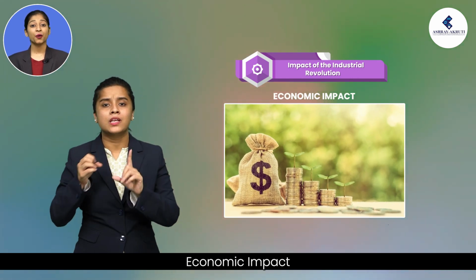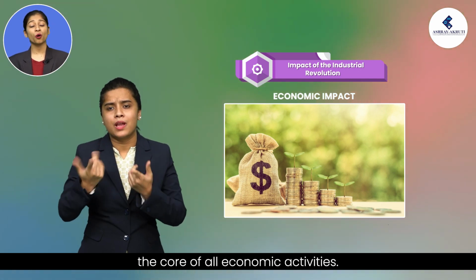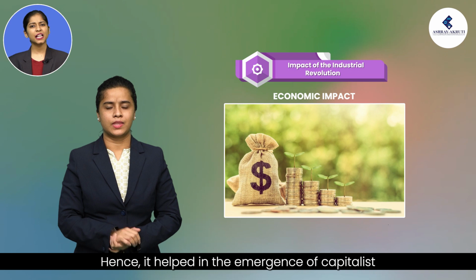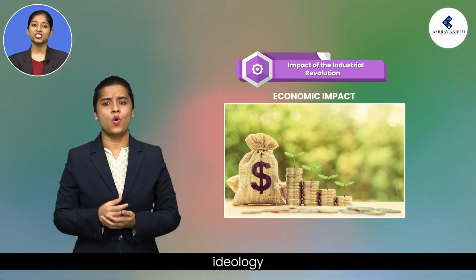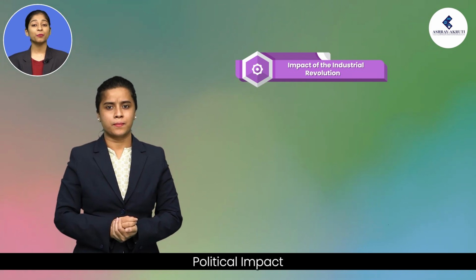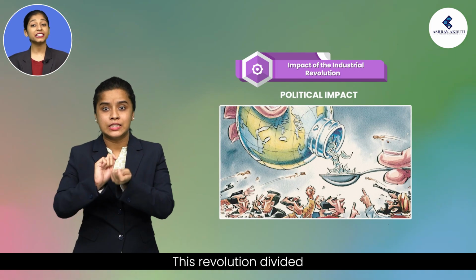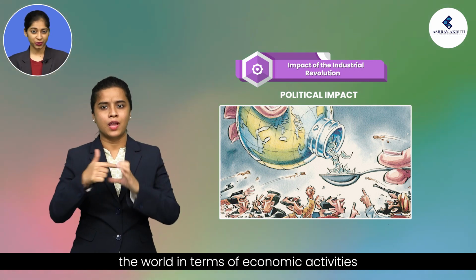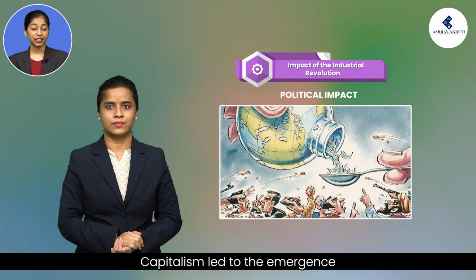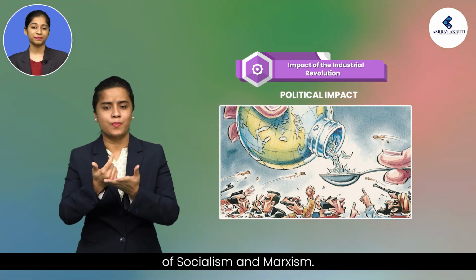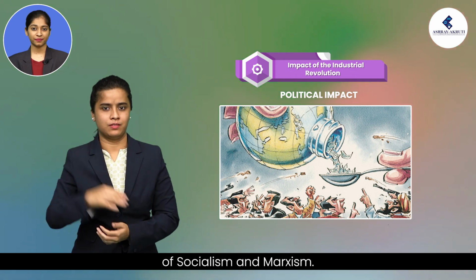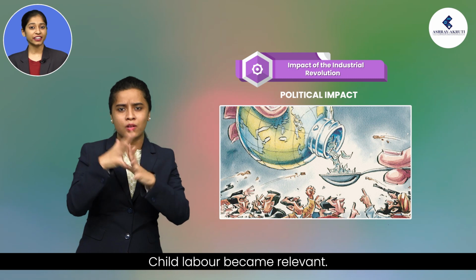Economic impact: profit making became the core of all economic activities. Hence, it helped in the emergence of capitalist ideology and transnational trade. Political impact: this revolution divided the world in terms of economic activities into developed and underdeveloped. Capitalism led to the emergence of socialism and Marxism. Labor law and child labor became relevant.